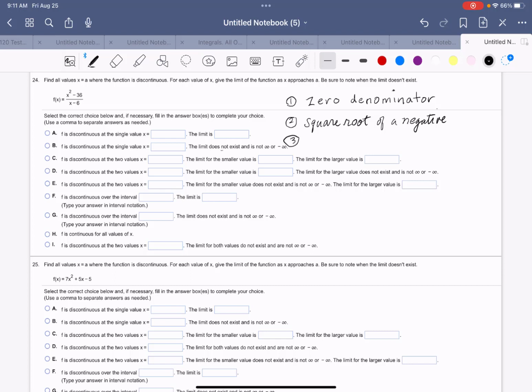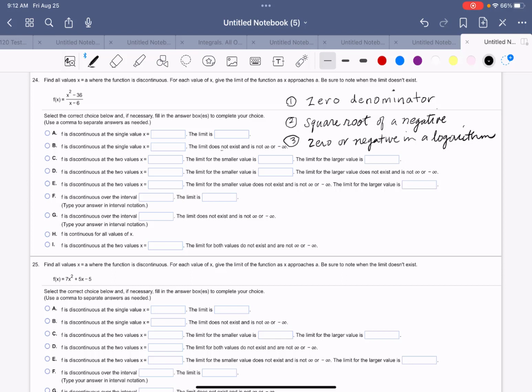The third place is when you have 0 or a negative in a logarithm. You cannot take the logarithm of 0 or the logarithm of a negative number because they do not exist. So as you're working through this next series of problems, you're going to look for these three situations because that's where your discontinuities are going to appear.